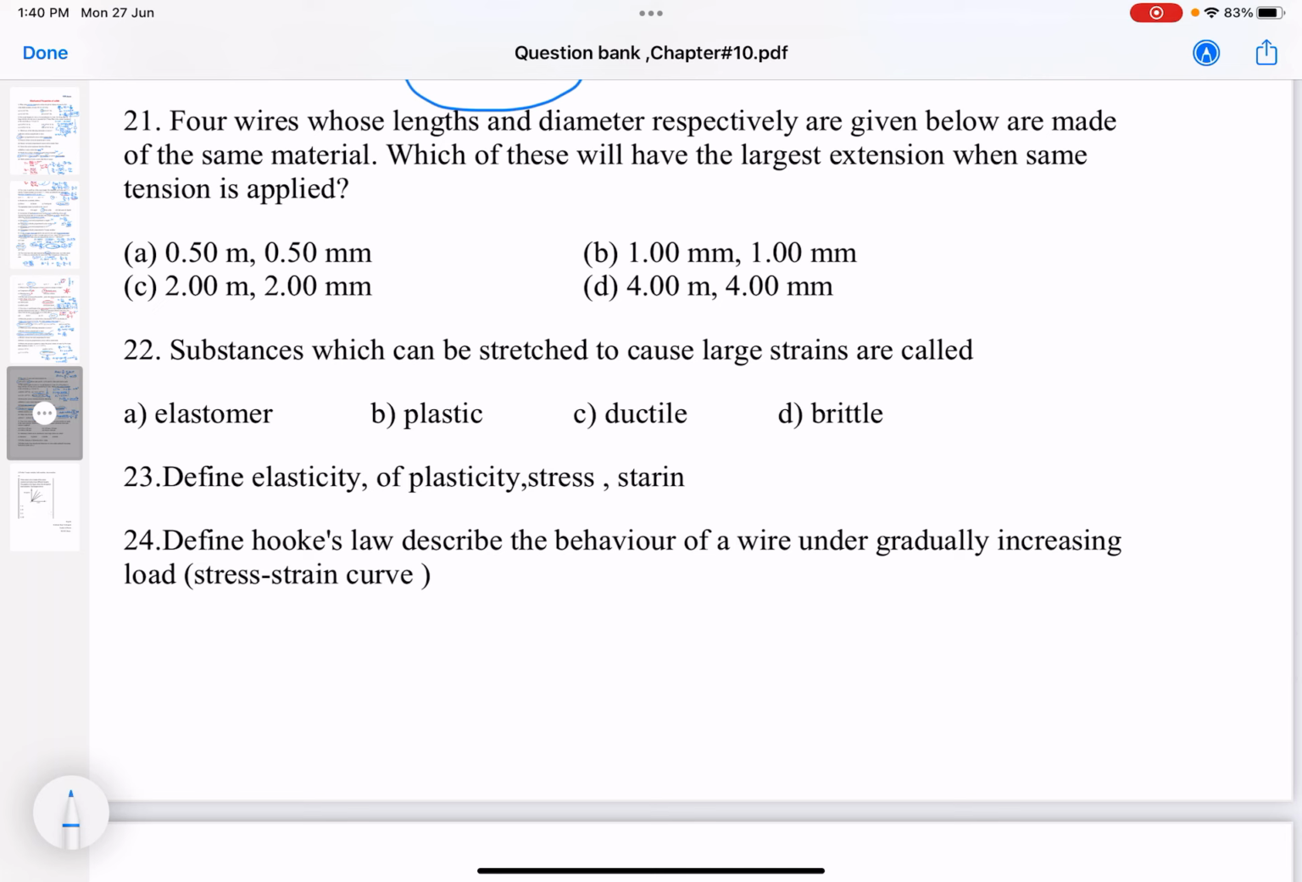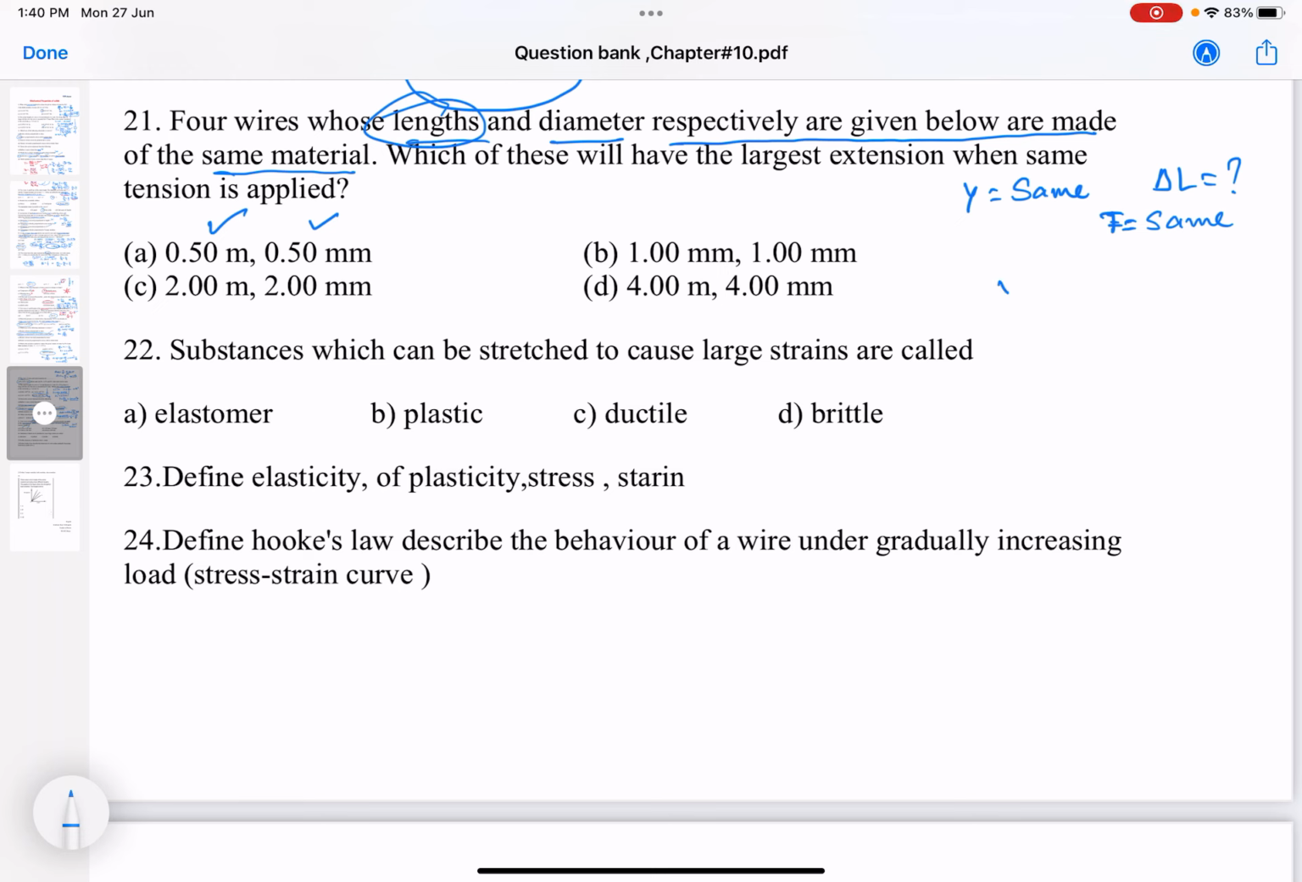Okay. Now 4 wires whose lengths and diameters respectively are given below. First one is length, second one is diameter. They are made up of the same material, so Young's modulus is the same. Which of these will have the largest extension, delta L, when the same tension, the same force, is applied? If force is the same and material is the same, which one has the largest extension?